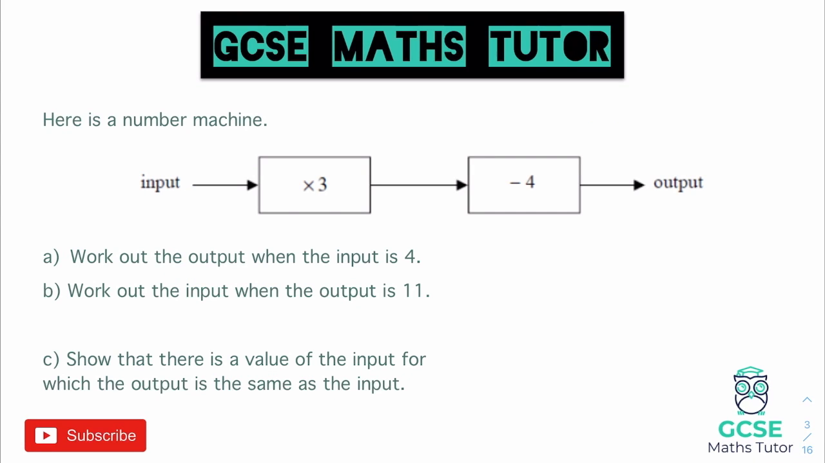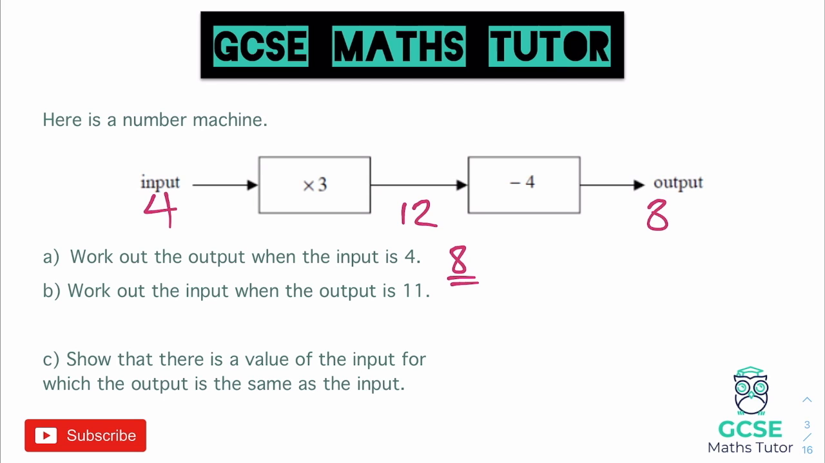Okay, so looking at some function machines. Now here the number machine says that when you put the input in, you multiply by 3 and then take away 4 and we get the output. So for this first question where it says work out the output when the input is 4, well if the input is 4, when we times it by 3 it becomes 12, and then when we take away 4 that becomes 8. So for the first one there our answer will be 8.